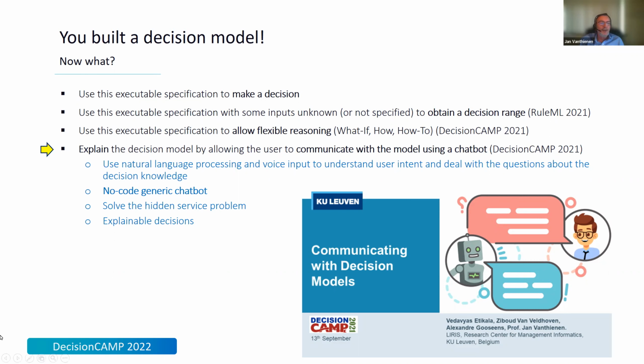I give it as a suggestion. It will solve this hidden service problem, and it makes decisions explainable. Remember yesterday, Alan, I think, was talking about there should be a dialogue for explanation. Well, this is a dialogue. The customer starts the dialogue, asks a question, gets the results, asks a new question, and so on. This is an explaining or explanation dialogue based on a decision model.